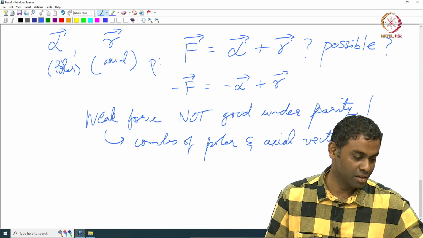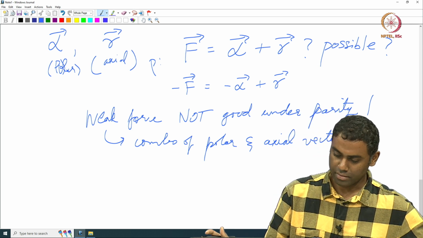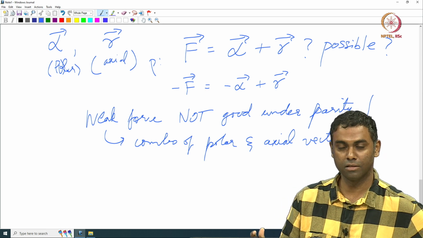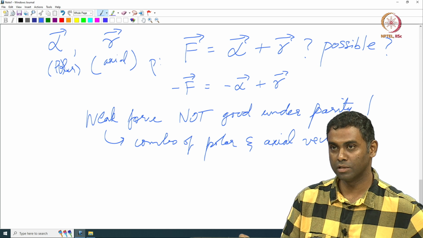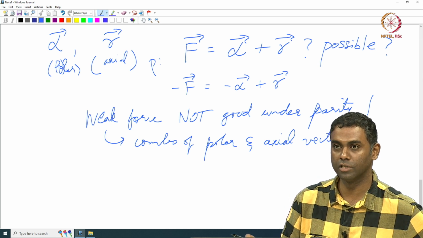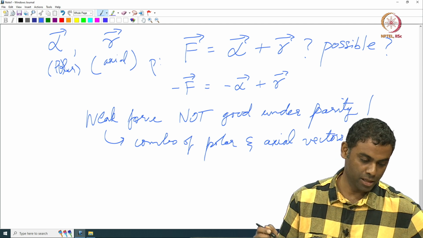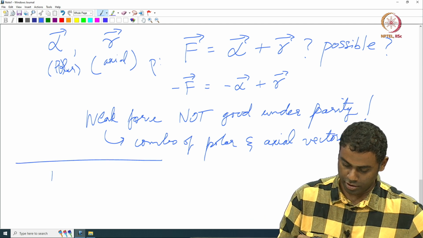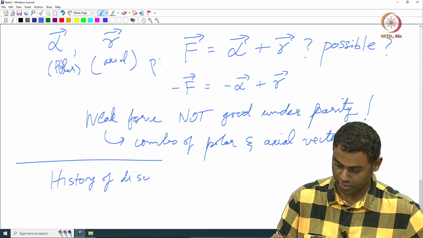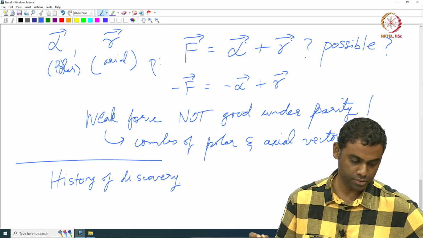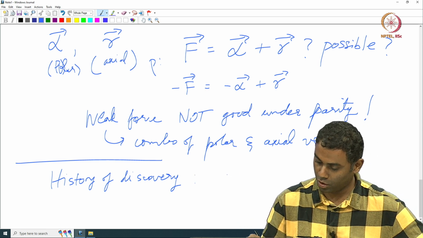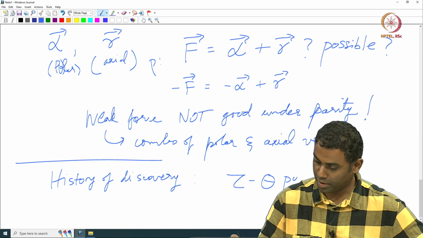Okay, very good. So, let us look at the history of the discovery of this violation of parity in the weak force. Why are we going into history? Because it is very instructive. We will learn a lot of good physics from this. So, the history of discovery has to do with something called the tau theta puzzle.